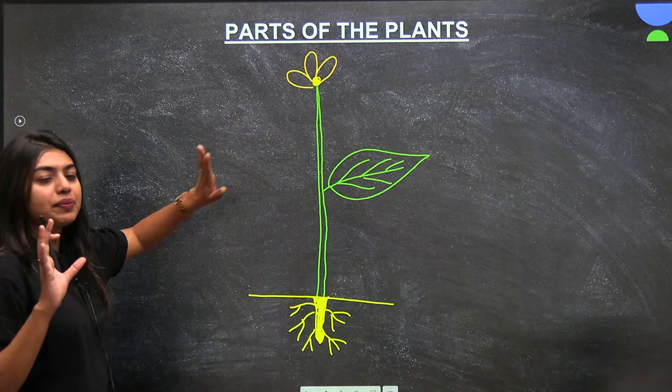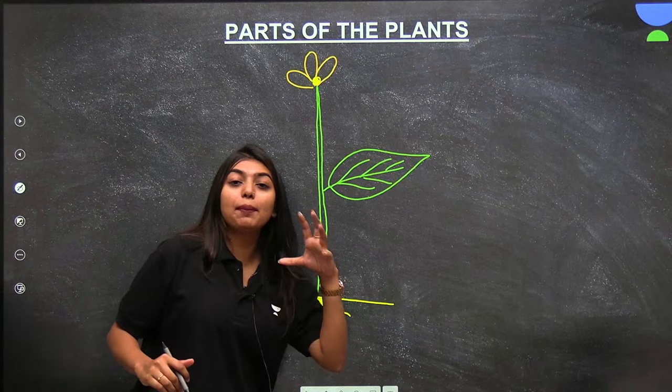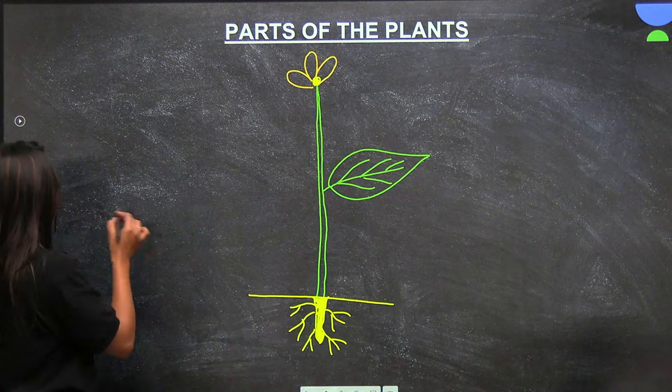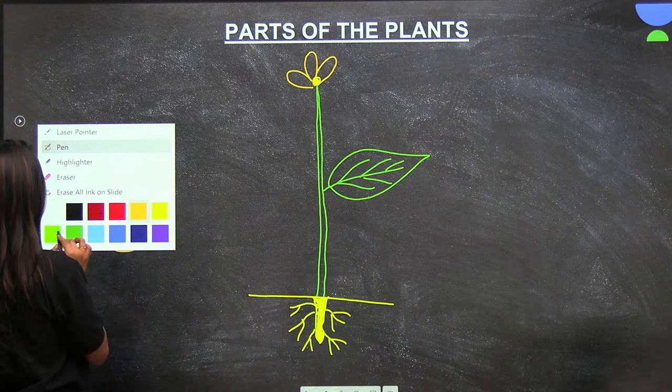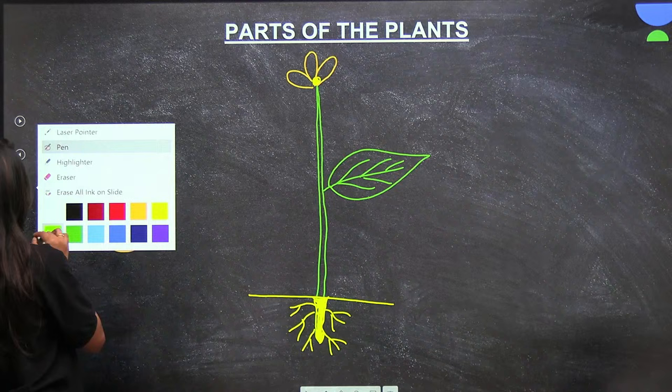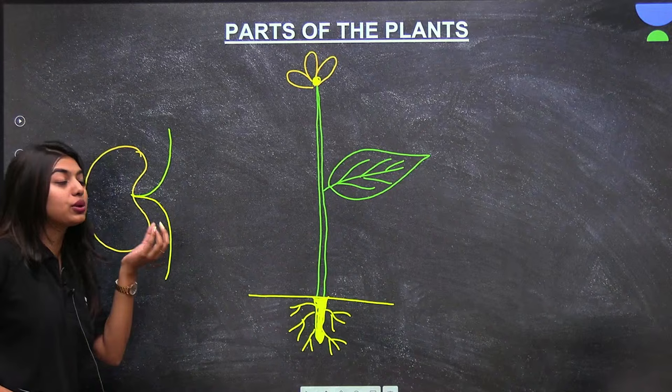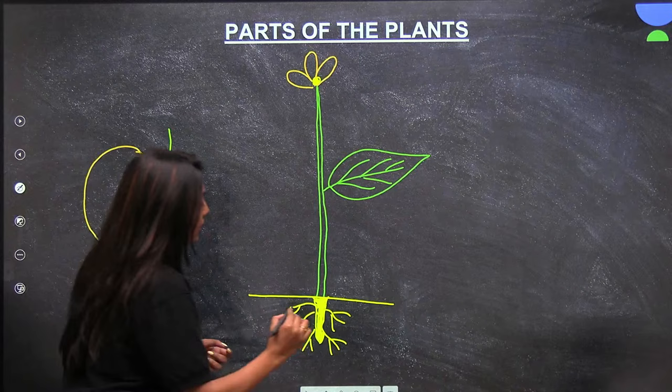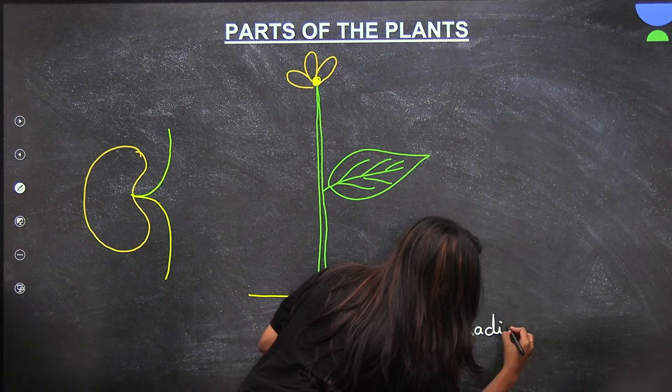So I've drawn the flower. Now let's try to label. Which is the part that gives rise to the root? Now if I draw a seed, the seed has everything. Which part will the seed give rise to? One part, very good: the radicle. The seed has the ability to give rise to the shoot and the root. The root is formed by nothing other than the radicle. So, I'm going to label this: it is formed by the radicle. The radicle gives rise to the root. Clear?